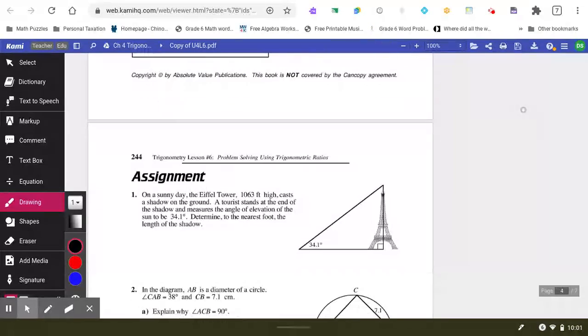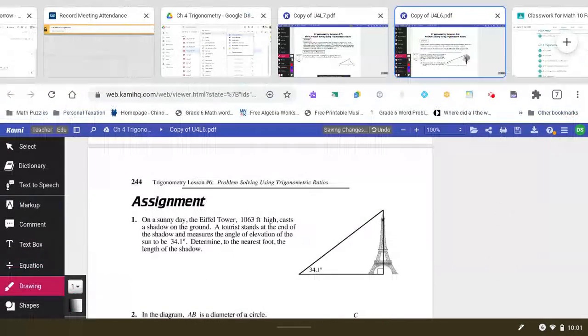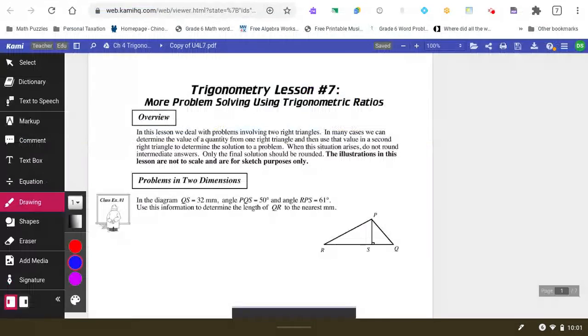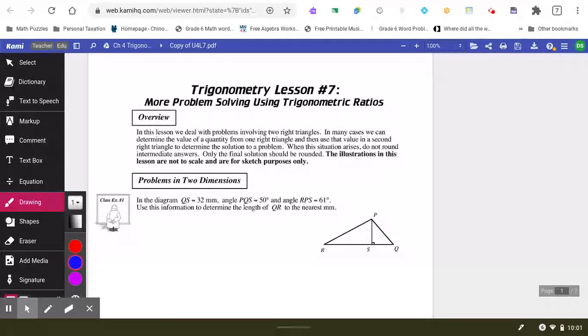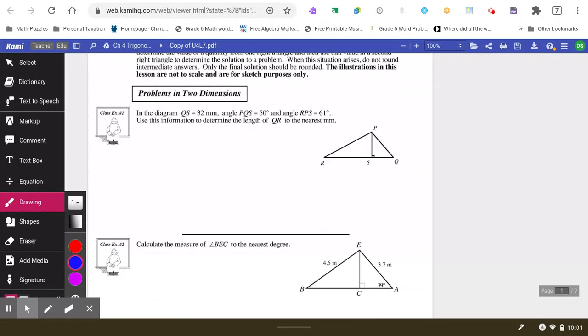All right. I'm now going to switch over to lesson 7 and just do 2 more examples and we'll be done. Okay. So sometimes we have 2-dimensional problems. So we're going to have these 2 triangles. You're going to solve one of it.